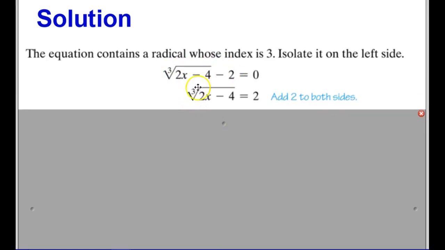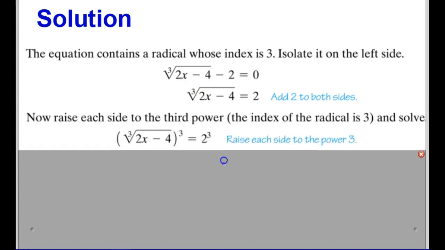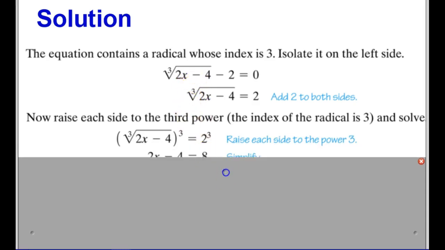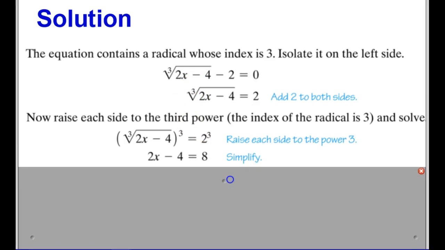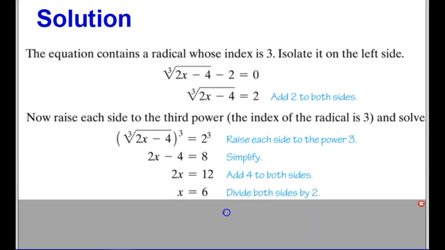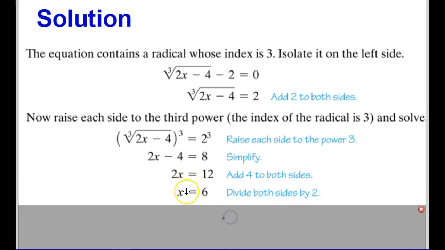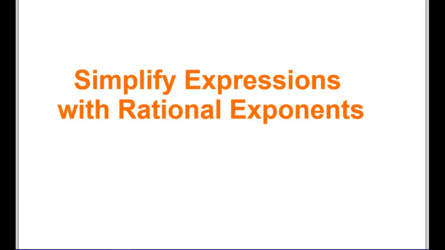Well, now I see that I have everything alone, so I'm going to go ahead and take everything to the third power. And I pick the third power because that's the root that I'm taking here. So now I raise each side to the third power and simplify. Well, now I just have a simple linear equation that I can solve. So I add 4 to both sides and then divide both sides by 2. So then we can go back and just double check, but that's the easiest way to solve. So I always want to get my radical by itself and then follow my steps.